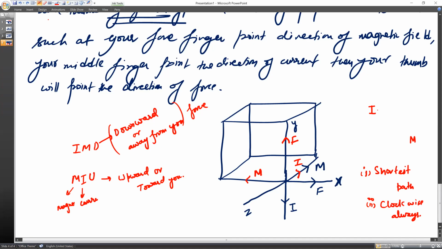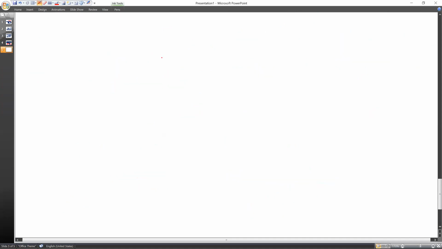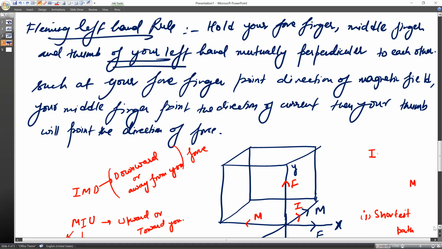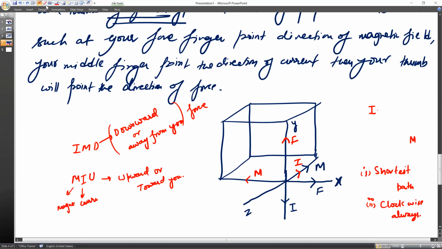Now, let's suppose I'm making this box again for you, just practicing this one. The same box we are having. This is very simple for you. If you learn these two tricks, then it will be very helpful for you. You can easily do it, and you will never get stuck here.